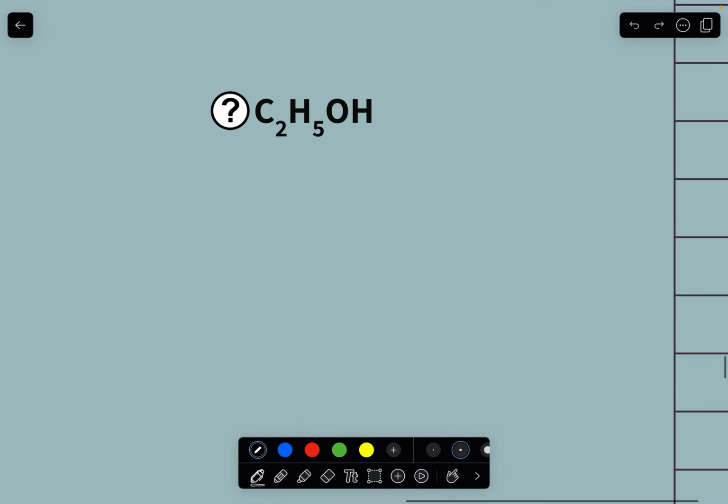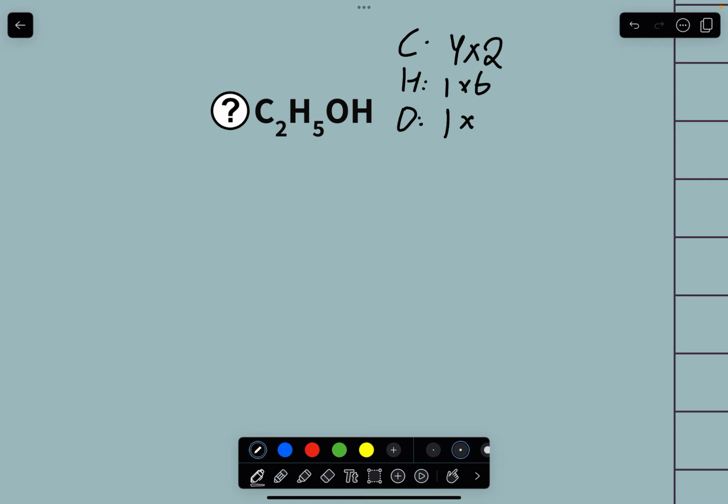C2H5OH. These are all nonmetals, so it's a covalent compound. Step 1 is find the total number of valence electrons. Carbon is 4, and we have 2 carbons, so that's 8. Hydrogen is 1, and we have 6 hydrogens: 5 here and 1 on the end, so that's 6 total. And then oxygen has 6 valence electrons, so 1 times 6. So we have 8, 6, and 6. If we add those together, we get 20 valence electrons.